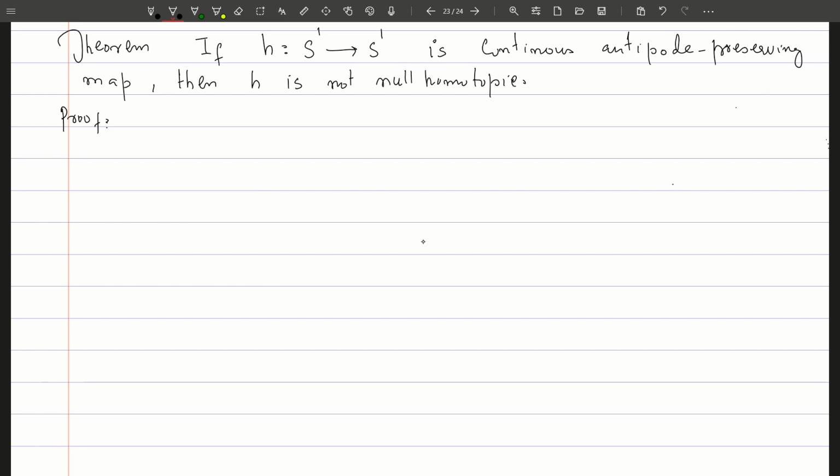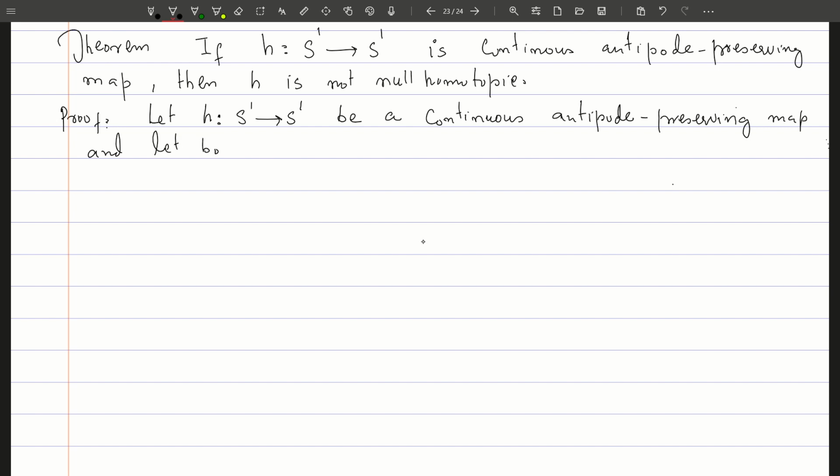So let h from S1 to S1 be a continuous antipode preserving map, and let b naught be the point (1, 0) on the circle S1.